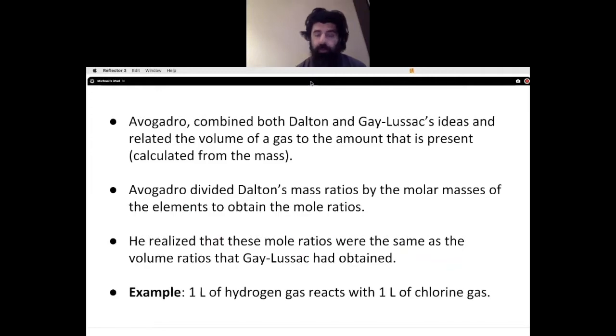So Avogadro combined both Dalton and Gay-Lussac's ideas and related the volume of gases to the amount that is present, calculated from its mass. Avogadro divided Dalton's mass ratios by the molar masses of the elements to obtain these mole ratios. He realized that the mole ratios were no different to the volume ratios. So the mole ratios we learned back in Unit 2 and the volume ratios, according to Gay-Lussac, are no different whatsoever. We can use those mole ratios to help us with volumes as well.